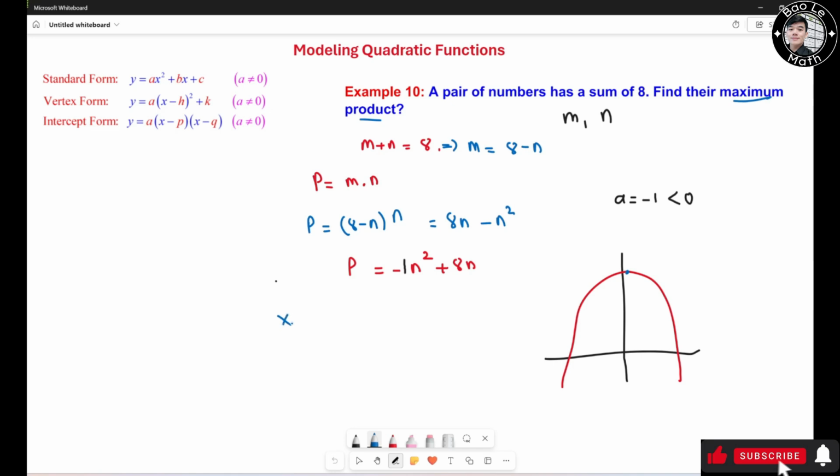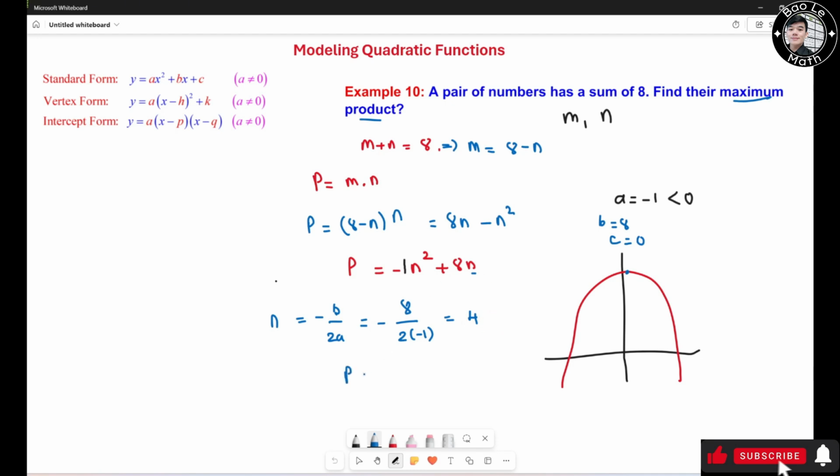So the formula is going to be s equals negative b over 2a, right? Now a equals negative 1, b equals 8, right? And c equals 0, right? So it's going to be negative 8 over 2 times negative 1, right? So the two negative signs right here turn out to be positive. So 8 divided by 2 is going to be 4, right? Now, in this situation, s means n, right? So I just replace s with n. Alright, so n equals 4, substitute back over here.